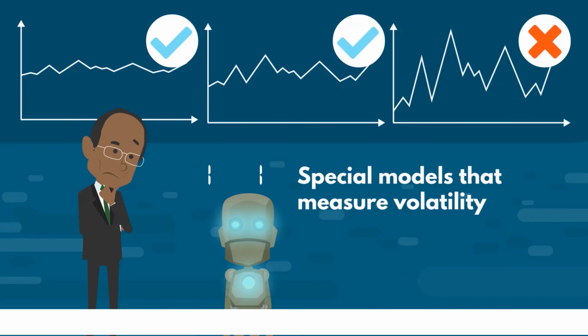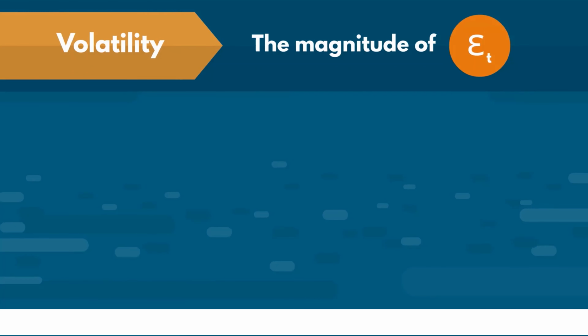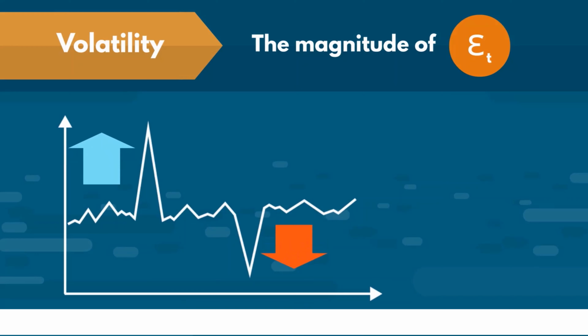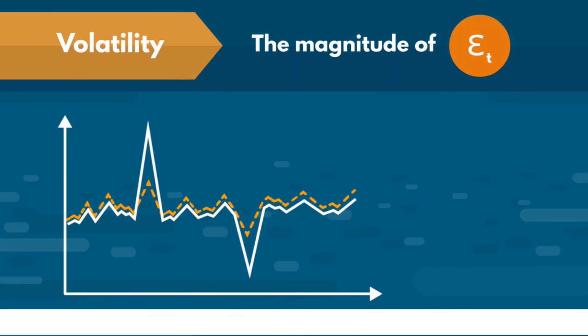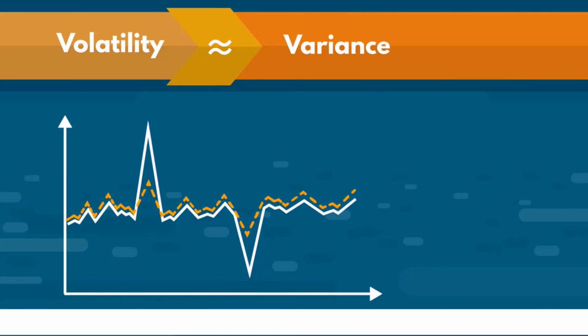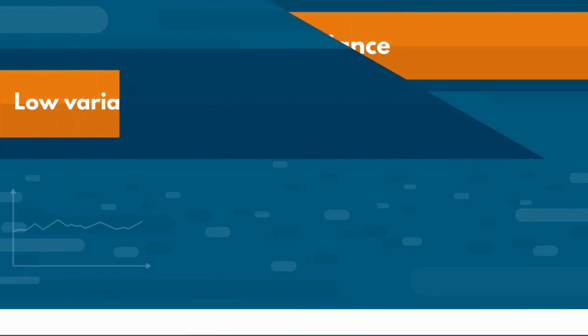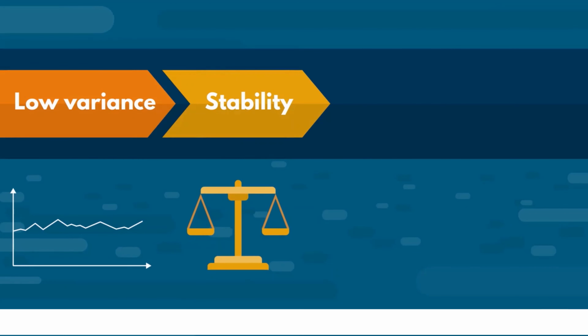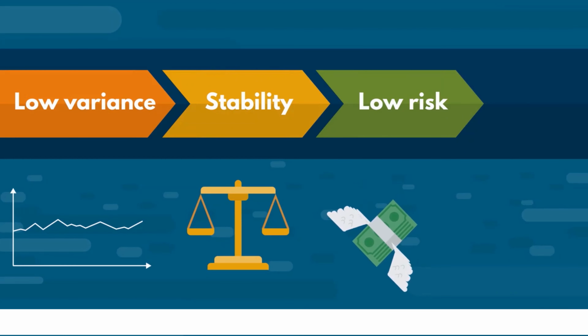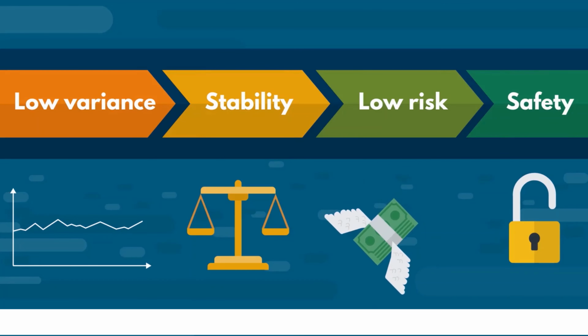For starters, when we talk about volatility, we're talking about the magnitude of the residuals. We don't care if they're positive or negative. We just care how off our predictions are. Hence, a positive shock or a negative one is equally unpleasant since we're seeking stability. That explains why volatility is synonymous with variance and why we want to avoid it. Lower variance signals stability, which in turn suggests lower risk. Thus, measuring volatility is key when we want safety in our investments.